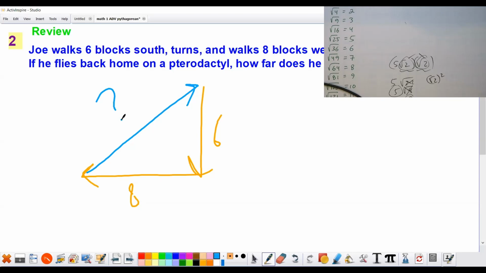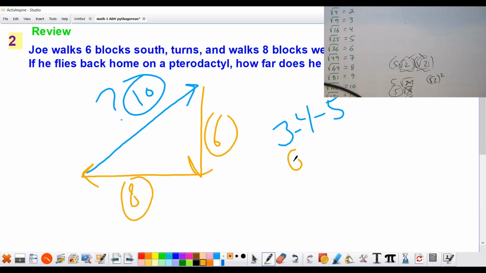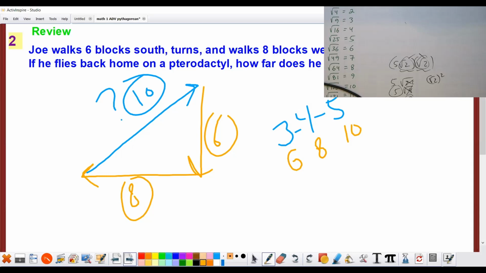And some people memorize this one. Do the Pythagorean theorem. This side is 10. How do I know that so quick? Well, I know 3, 4, 5. Aren't these numbers just doubled? 6, 8, 10, doubled. Oh, neat trick.